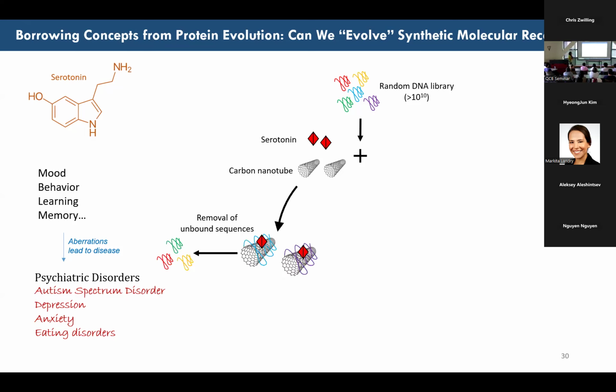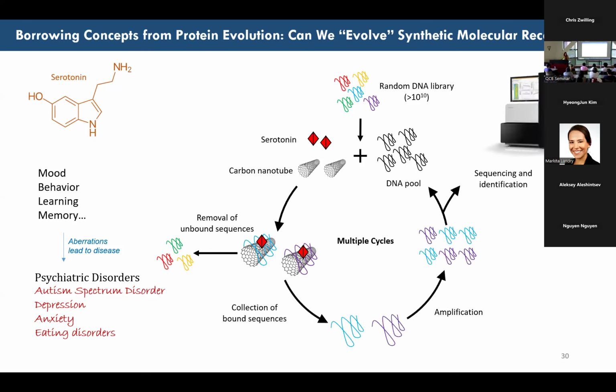So the concept, though, is very similar, right? We adsorb these polymers onto the surface of nanotubes in the presence of serotonin. Presumably, there's a subset of the population in terms of sequence that will bind both the nanotube and the analyte well. We can remove unbound sequences and then collect the bound sequences, amplify those sequences with PCR, and then sequence them. So we know with each round of evolution what the population or distribution of sequences is. And we can do this over multiple cycles.